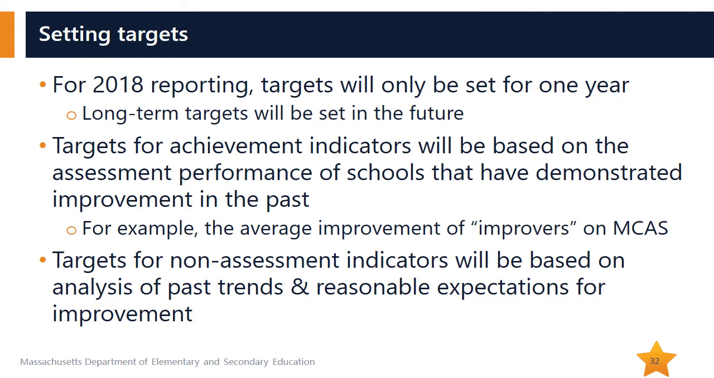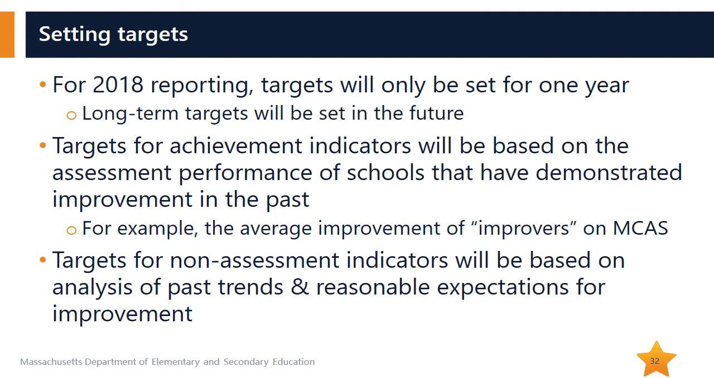In 2018, targets will be set only for 1 year, using 2017 data as the baseline. The department can use 2017 next generation results for the purposes of setting targets because if a school did poorly on the 2017 tests, it will benefit them by establishing a lower baseline for the purposes of target setting.